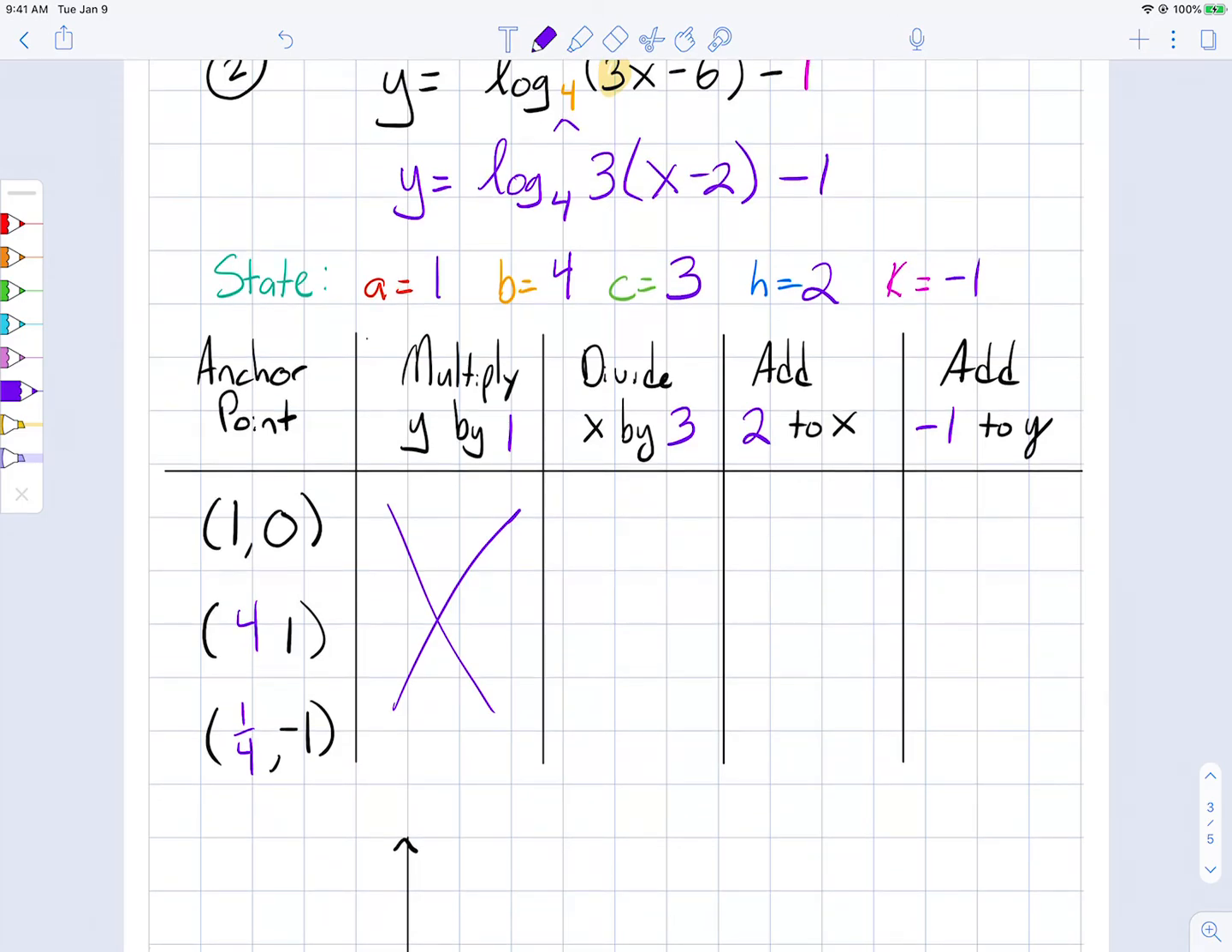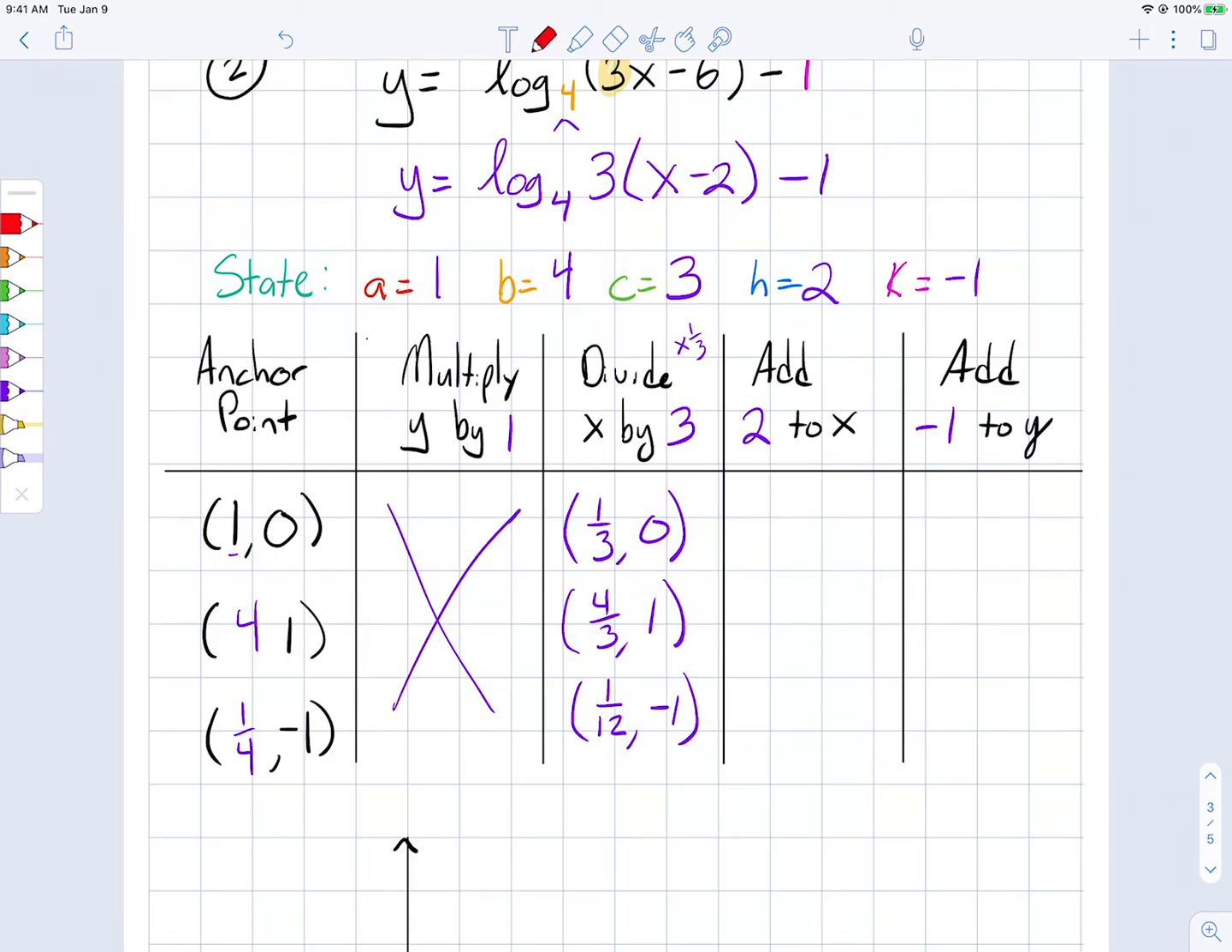I'm going to divide x by 3. So 1 divided by 3 is 1/3, comma 0. 4 divided by 3 is 4/3, which I'll write as 4/3 right now, comma 1. And remember, dividing something by 3 is the same as multiplying it by 1/3. So 1/4 times 1/3 is 1/12, comma negative 1.